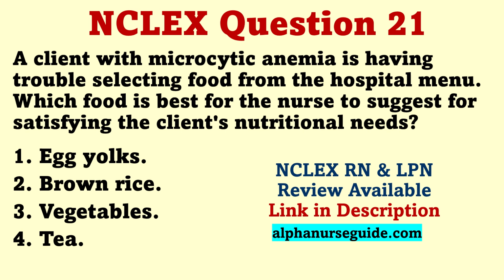The correct answer is 2. Brown rice is a source of iron from plant sources. Other sources of non-heme iron are whole grain cereals and breads, dark green vegetables, legumes, nuts, dried fruits, oatmeal, and sweet potatoes. Egg yolks have iron, but it is not as well absorbed as iron from other sources. Vegetables are a good source of vitamins that may facilitate iron absorption. Tea contains tannin, which combines with non-heme iron, preventing its absorption.